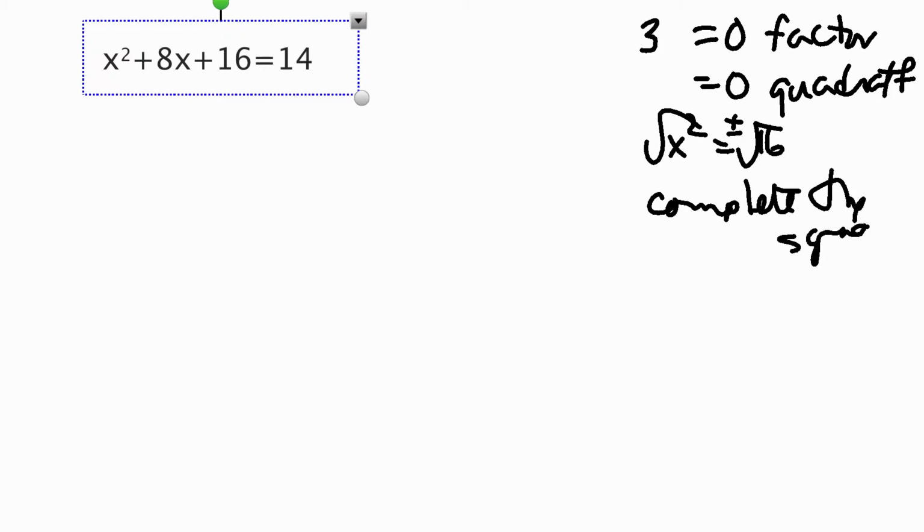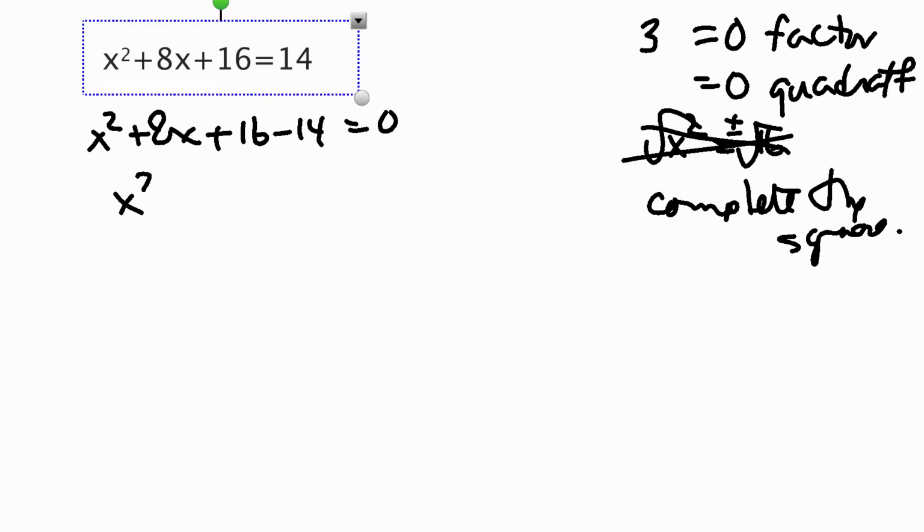So with this question here, since I have an x term, I can't do this one. So let's try and set it equal to 0 and then maybe use a quadratic formula. So that it's a 0 over there, I need to bring the 14 over this side. So x squared plus 8x plus 16 minus 14 equals 0, or x squared plus 8x plus 2 equals 0. Now I can use the quadratic formula.